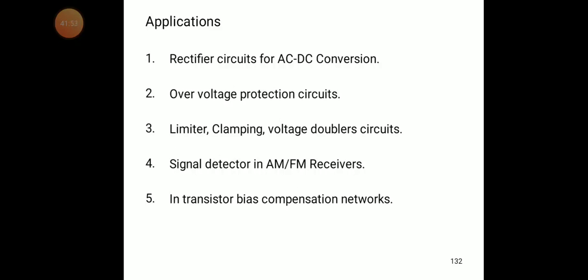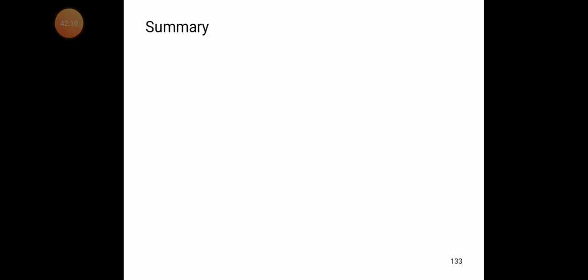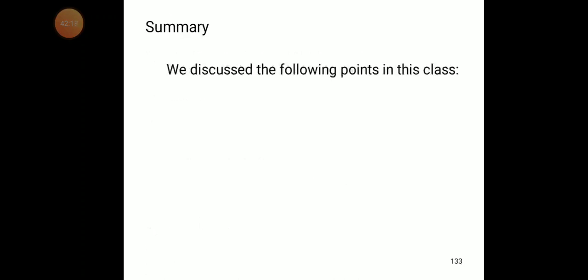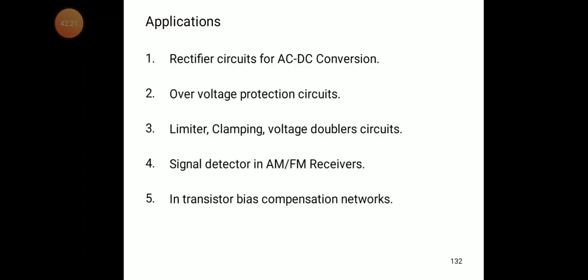The next one is the signal detector, signal detectors in AM and FM receivers. In the AM and FM receivers, we use the PN junction diode. The next one is the transistor. In transistor bias compensation networks, these diodes are used.